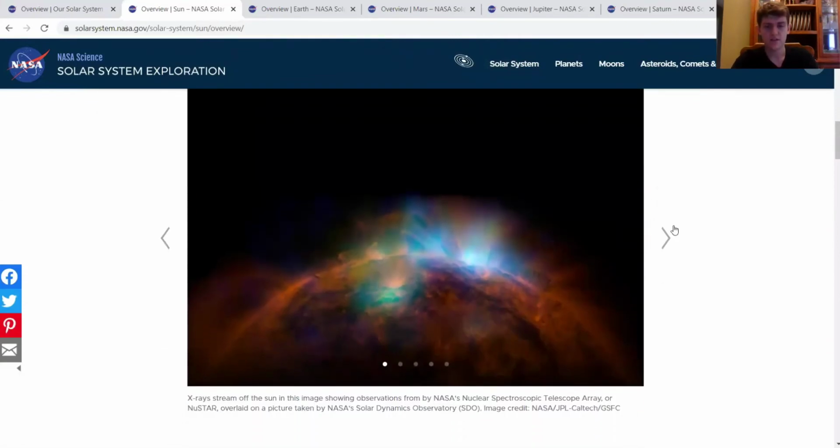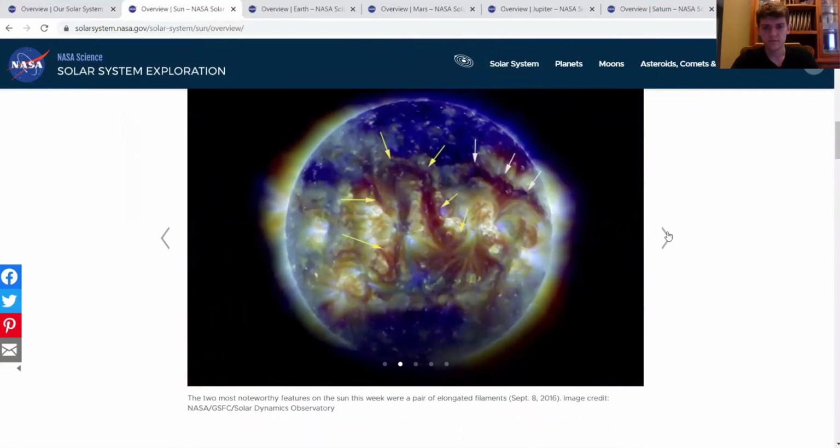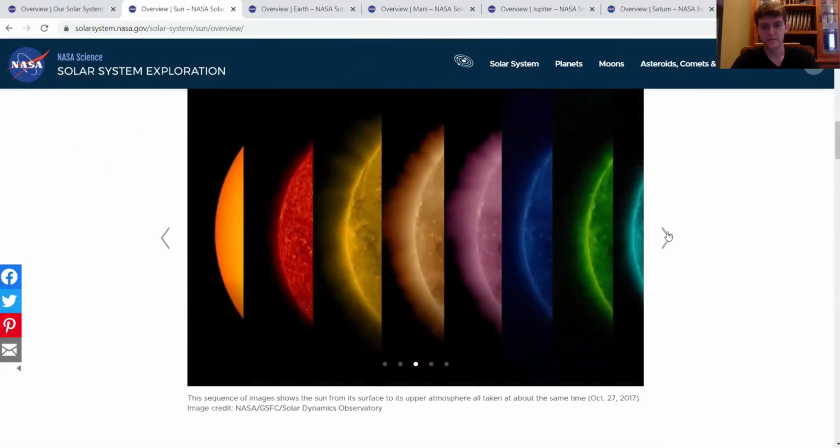So here's a picture of our sun through space. That's quite magnificent, in my opinion.